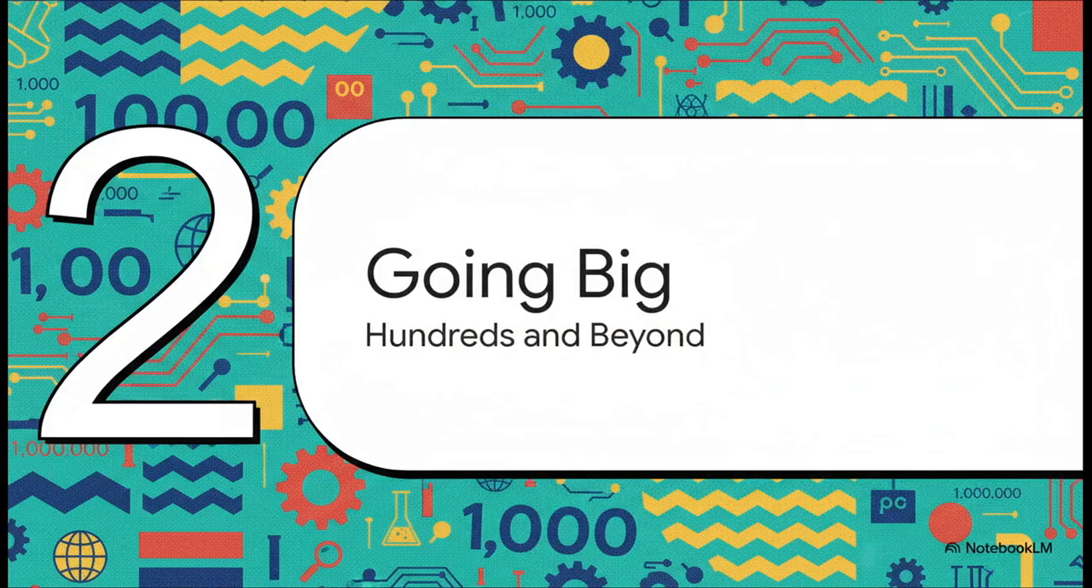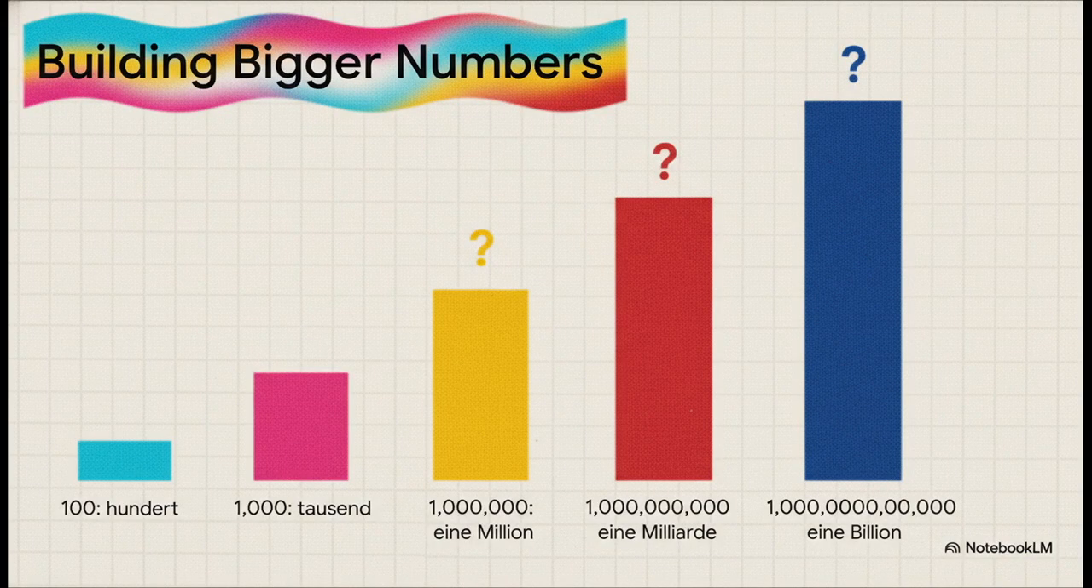So, with the double digits out of the way, it's time to go big. Let's see how this system scales up into the hundreds, thousands, and beyond. And while we're at it, we're going to uncover a major pitfall that can lead to some really big misunderstandings. Now, the really big numbers are actually pretty straightforward. Hundert is 100. Tausend is 1,000. Million is 1,000,000. So far, so good.